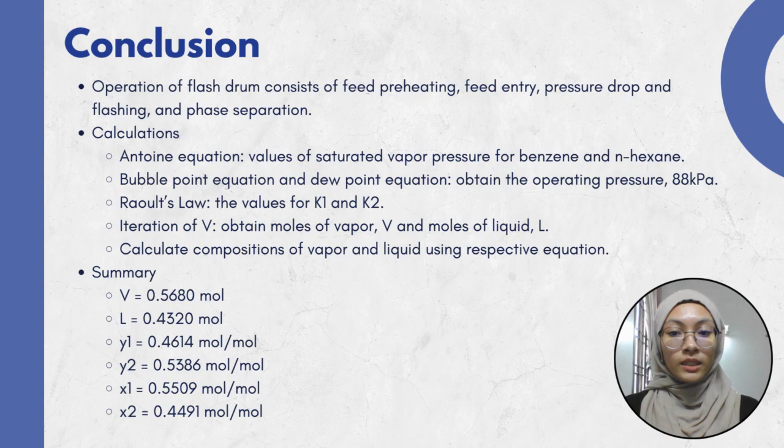After that, we did the iteration of V to obtain the moles of vapor and moles of liquid. Lastly, we calculate the compositions of vapor and liquid using their respective equation. So in summary, after getting all the values of V, L, Y1, Y2, X1 and X2, we could draw the complete process flow diagram.